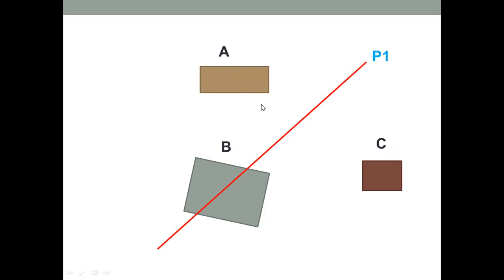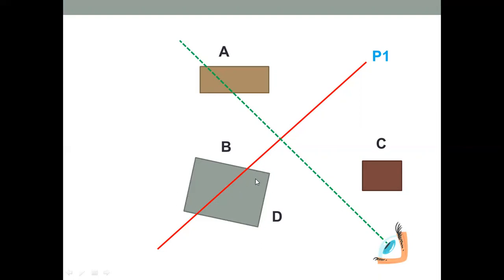But there is another case we have to face. The B object is going through this line, so what is the plane of the B object? The B object has to face two planes. For a scenario like this, we consider this whole object as two objects. That means we have to clip this object into two objects. You can see that the B object becomes B1 and B2.